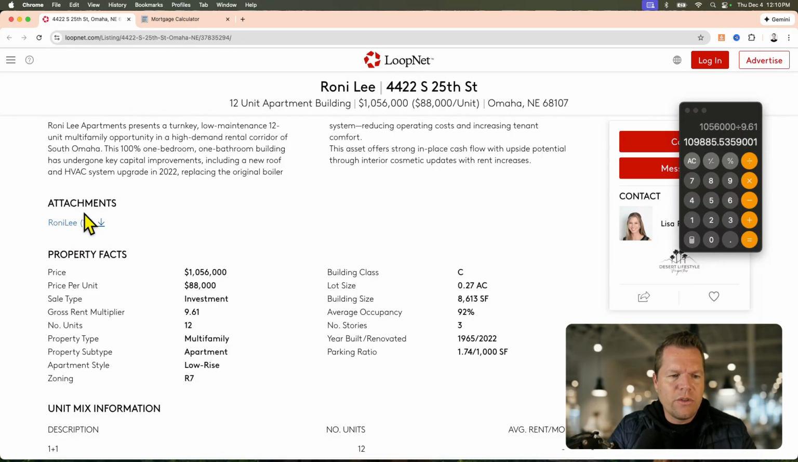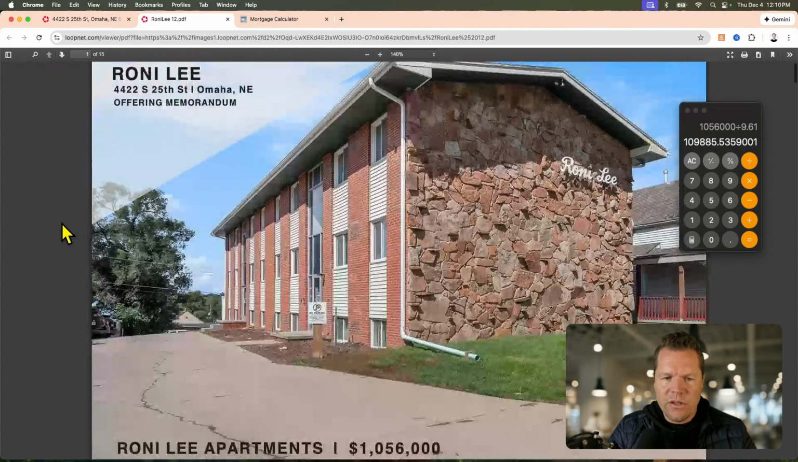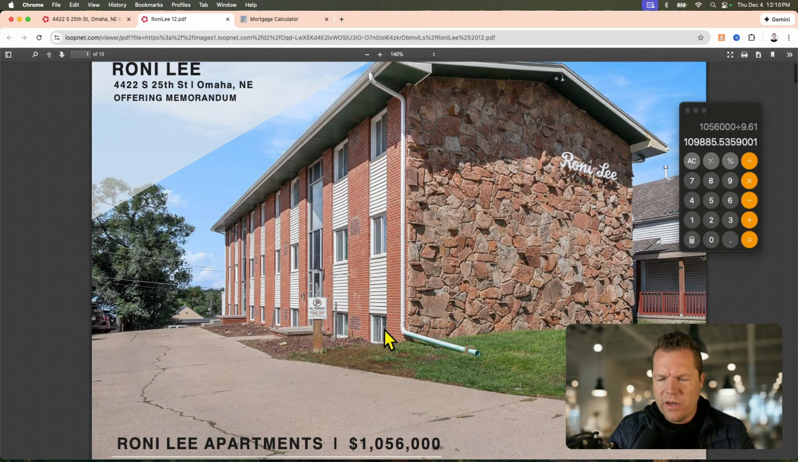We're going to download and just open up this attachment right here. This is going to give us all the financials and stuff. This is the operating memorandum. So this is where they're going to lie to us. And they're going to tell us this is way better of a deal than it probably is.